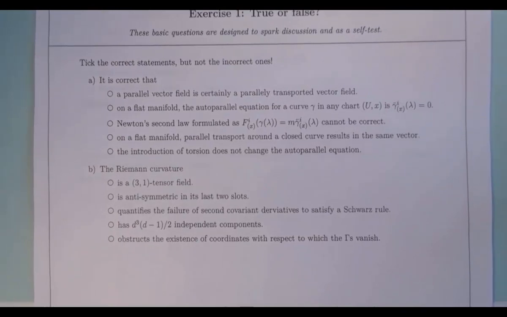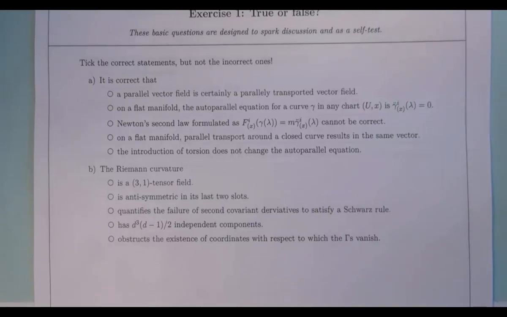So, is it correct that a parallel vector field is certainly a parallelly transported vector field? No, this is not correct. A parallel vector field is a weaker notion than a parallelly transported vector field. However, the inverse, that a parallelly transported vector field is certainly a parallel vector field, would be correct. But in the way it is presented here, it is not correct.